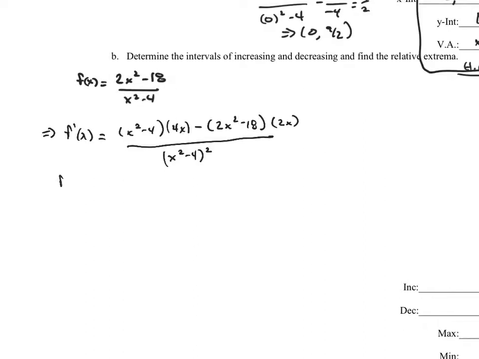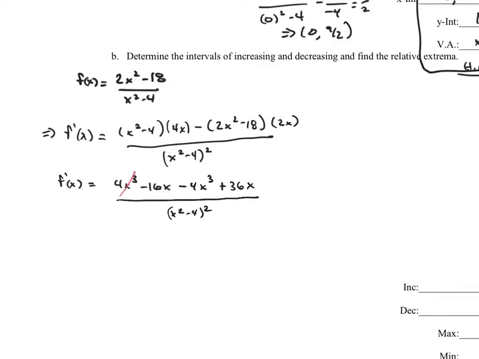I'm going to do some simplification here. I'll multiply out that 4x. 4x times x squared is 4x cubed. 4x times a negative 4 would be minus 16x. I'm going to distribute the negative and the 2x through to both of these terms. So negative 2x times 2x squared would be a minus 4x cubed. And negative 2x times a negative 18 would actually be a positive 36x. Put all of that over the bottom, which was x squared minus 4 quantity squared.